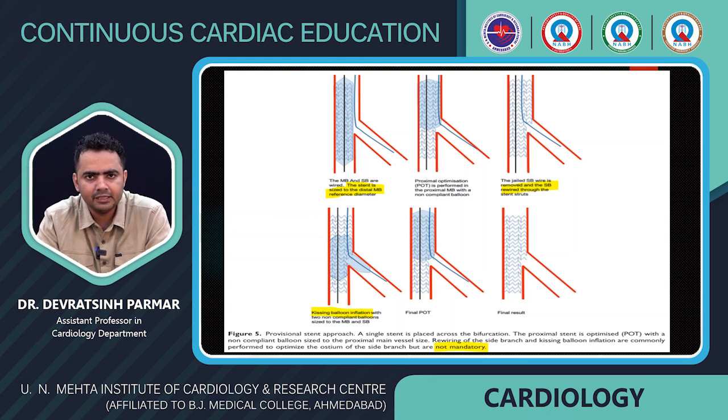Now provisional stenting. What are the steps in provisional stenting? First, you put a wire in your main and side branch, then predilate the main and side branch, then you put a stent in your main branch, and then you do a POT and see the flow in the side branch. If the flow is good, well and fine. If not, then you have to do a kissing balloon, POT, and finally take an angiogram.